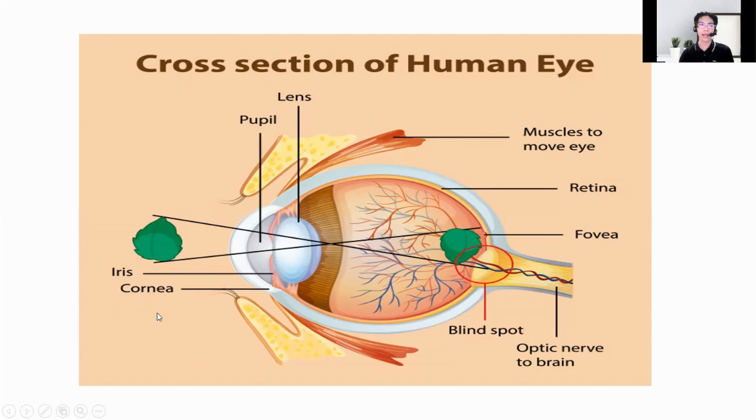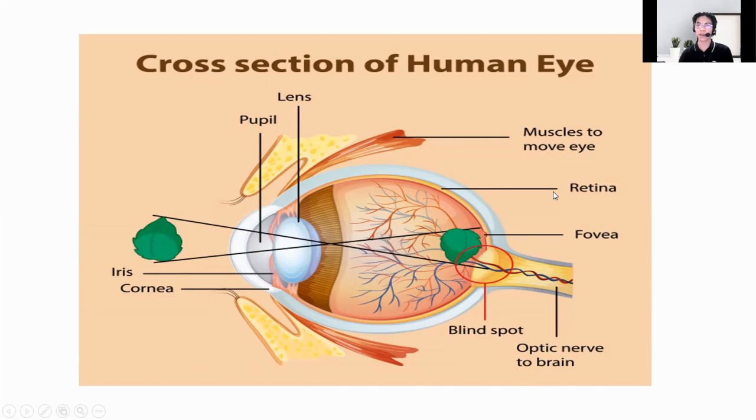We have the cornea, a thin glass-like covering of the eye, and the iris. The iris is the colored part of the eye, and it controls the amount of light that passes through the pupil. We can also see here the optic nerve. The optic nerve sends messages to the brain, and the brain interprets the object you are seeing.